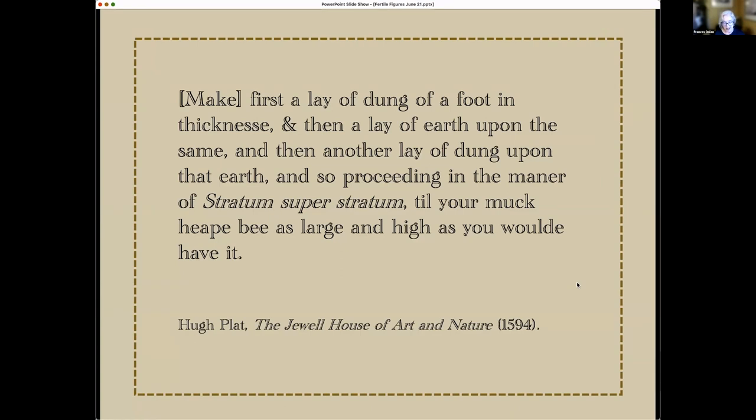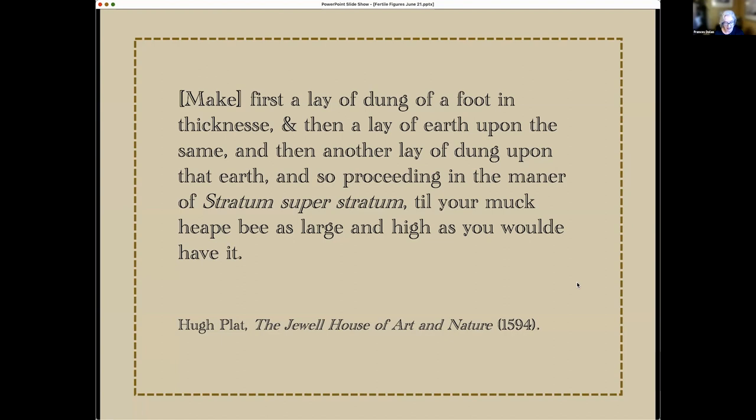Drawing attention to the ways the muck heap is a composition built up layer by layer, Platt also uses lay as a verb to describe designing and planting a garden, as we might describe laying out a garden. Lay might even stand in for plant. Lay is still commonly used as a verb to mean putting down or putting to rest, as in laying dust or laying a ghost. This notion of putting to rest connects to the verb's particular agricultural meanings.